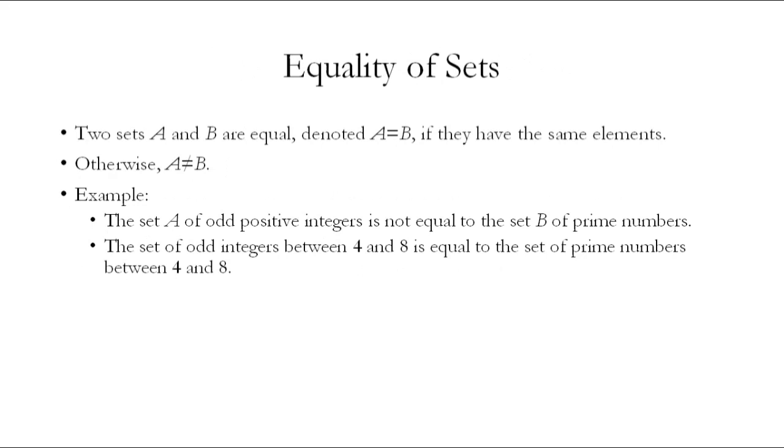Equality of sets: you can say both sets are equal if both have the same elements. Two sets A and B are equal, denoted A = B, if they have the same elements, otherwise A is not equal to B. Usually this is the representation, and if you strike off the equal sign, it means not equal. In mathematics, to equate two sets, you simply use the equal to symbol.